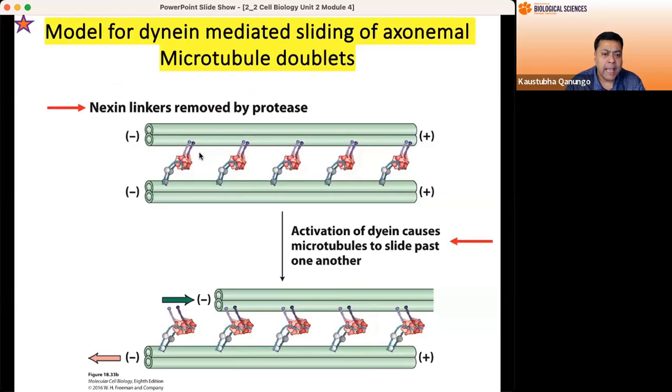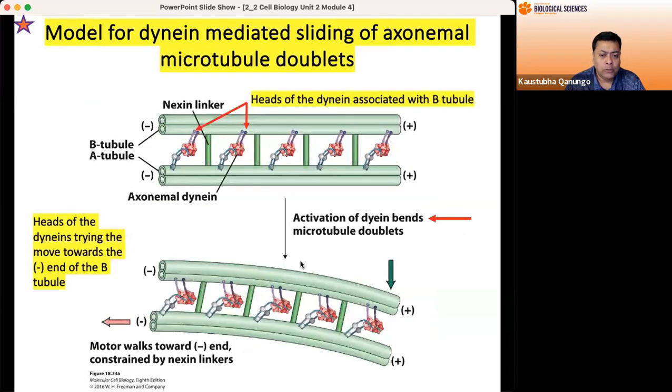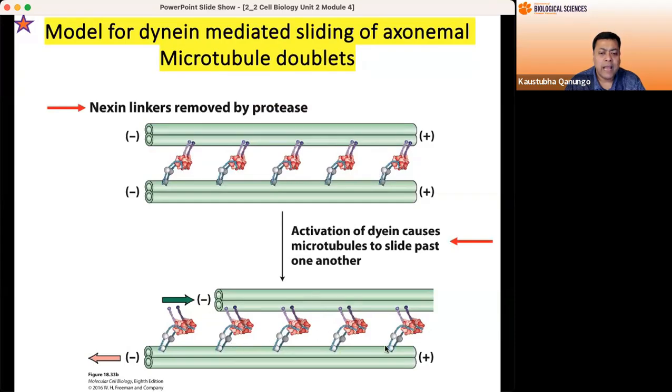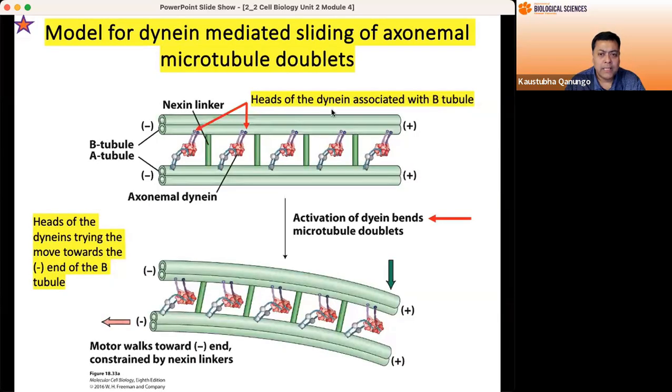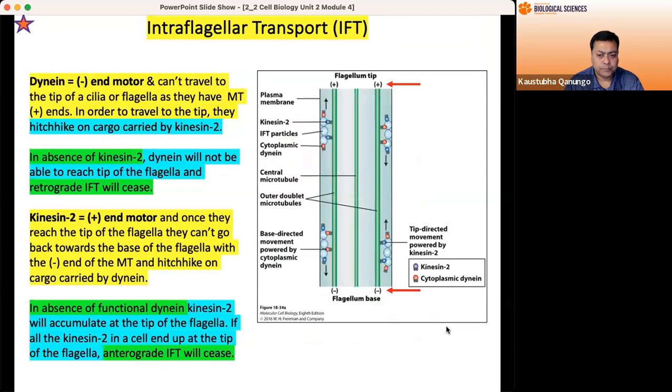Now you just add ATP and activate the dynein. What happens is these AB tubules slide past each other and they do not bend. So only due to the nexin can they have this undulating movement. Remember that the head of the dynein is associated with the B tubule; when the head of the dynein tries to move towards the end of the B tubule, the bending of the microtubules causes the movement.